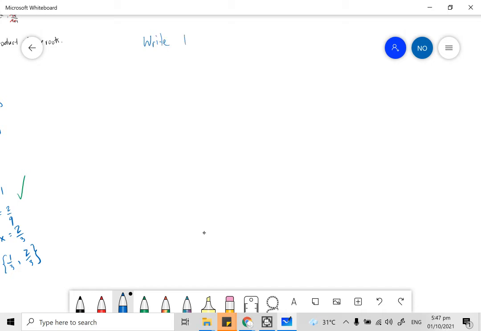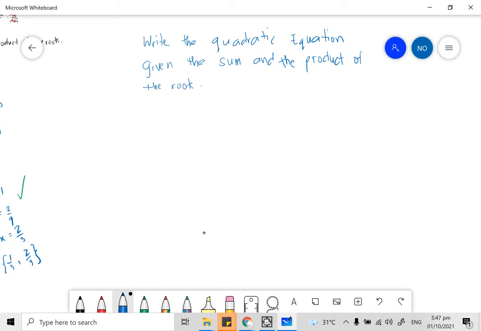Okay, so ngayon, write the quadratic equation given the sum and product of the roots. Okay? So, bago yung class, kailangan alam nyo tong formulang to.